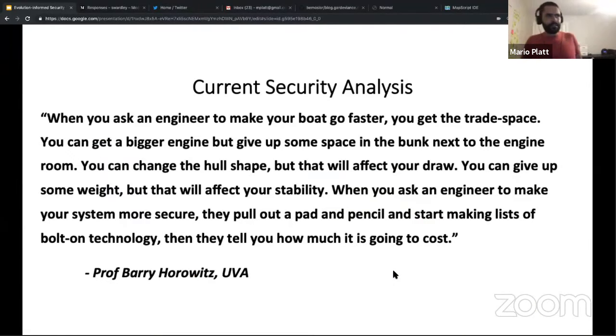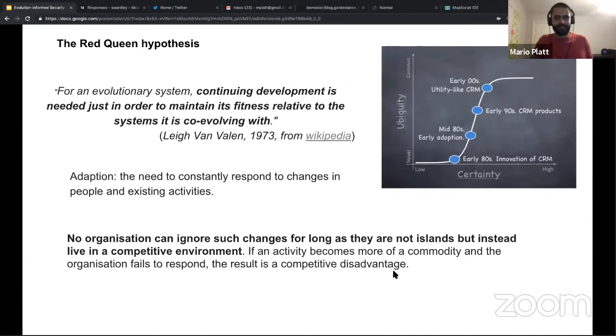I quite like this current security analysis from the University of Virginia, from Professor Barry Horowitz, that he says, when you ask an engineer to make your boat go faster, you get the trade space, right? You can get a bigger engine, but give up some space in the bunk. You can change the hull shape, but it affects your draft. You can give up some weight, but affect your stability, right? But when you ask an engineer to make a system more secure, they pull out a pad, they start making lists of bolt-on technology, and they're going to give you a price, right? And unfortunately, this is still a lot of how we approach security.